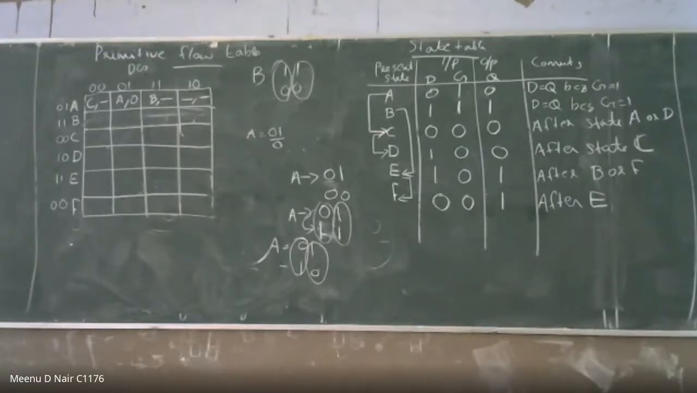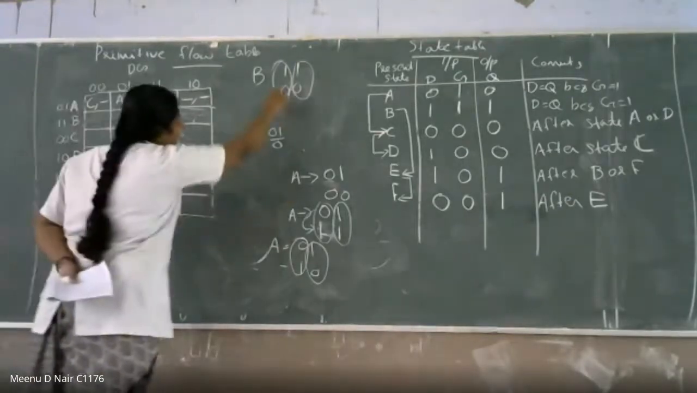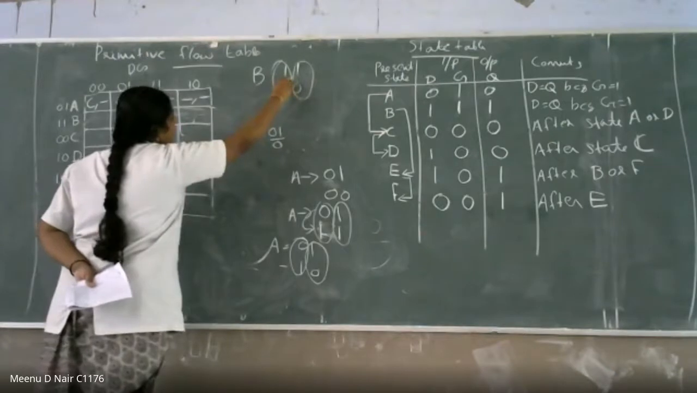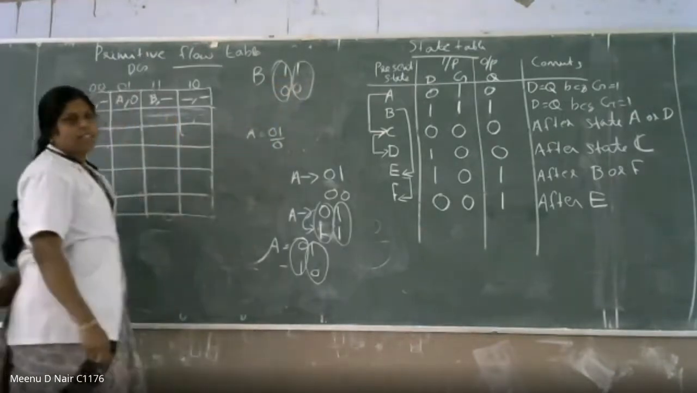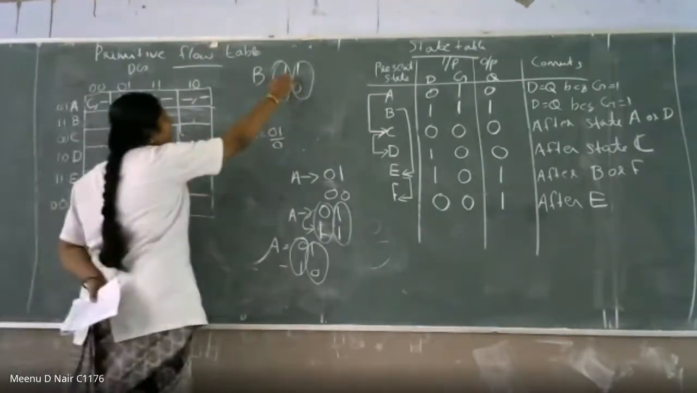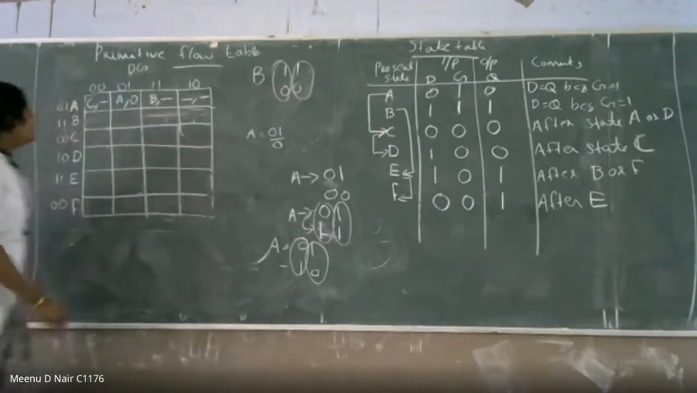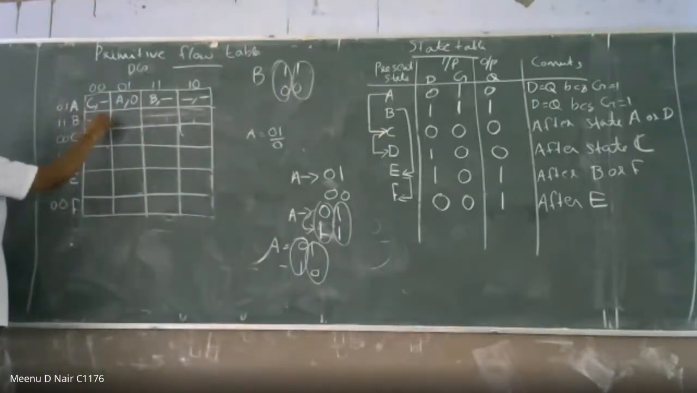No. You cannot change because B is equal to 1, 1. The state it is asking for is 0, 0. Okay, 0, 0 is the asking state. So you cannot change both the inputs at the same time. So it will be dash comma dash.